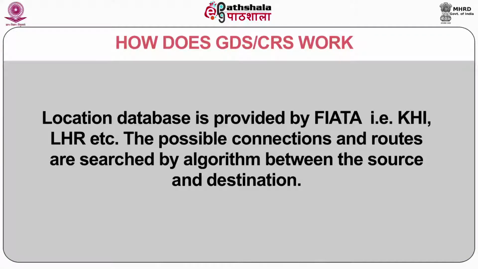Location database is provided by the International Air Transport Association, that is KHI or LHR, etc. The possible connections and routes are searched by an algorithm between the source and the destination. The database of the global distribution system is scanned for the schedule providing the details of the flights. The GDS provides the information about the space availability of cargo on scheduled cargo flights and passenger flights which ferry cargo. Global distribution systems cargo codes are provided on many factors like connection, cargo load, the weight and pieces, the originating source and destination, and kind of cargo to be loaded.